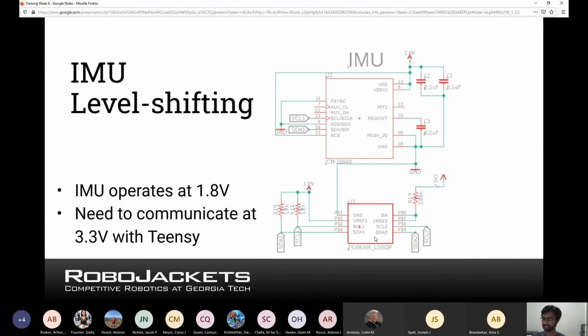So in between the two, you have to add this, which is the level shifter chip. And the level shifter just takes 3.3 volts and duplicates the same signal at 1.8. For I2C, you have to get a special I2C level shifter, which is why these are labeled with the I2C pins.